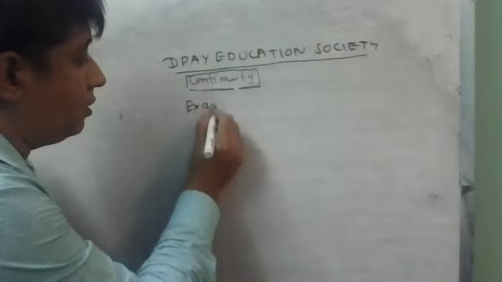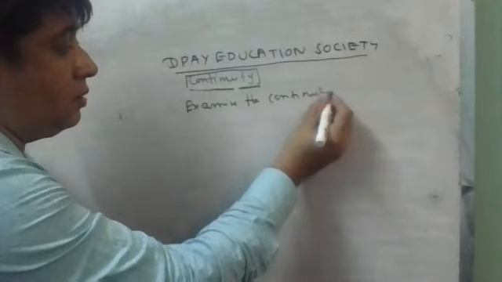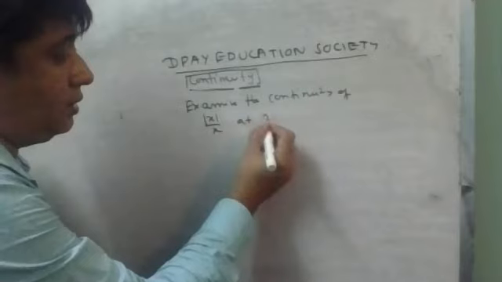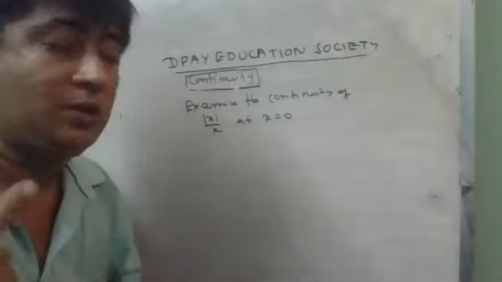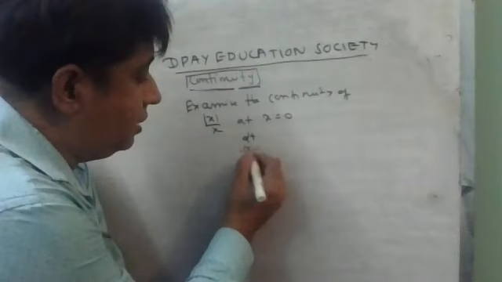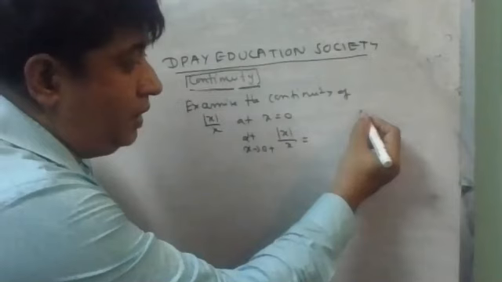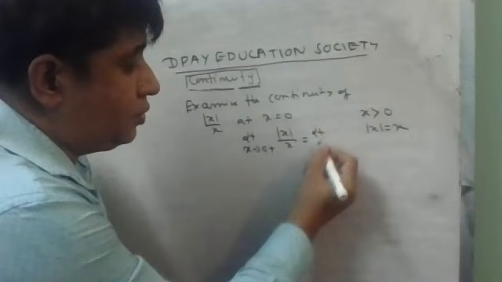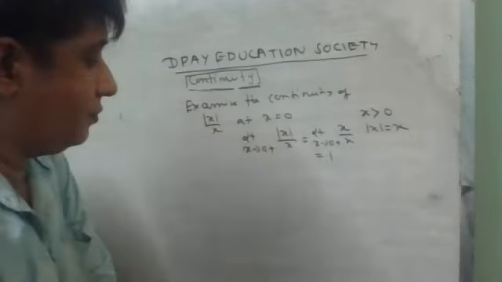See, examine the continuity of mod x by x at x equals 0. First of all, left hand limit, right hand limit we'll find. Limit x tends to 0 plus of mod x by x. We know if x is greater than 0, mod x will remain x. So as x tends to 0 plus, x by x is 1.